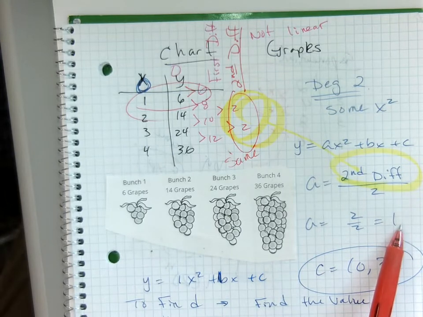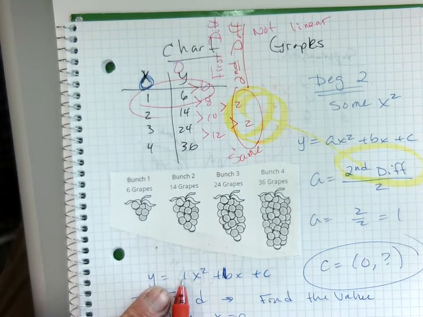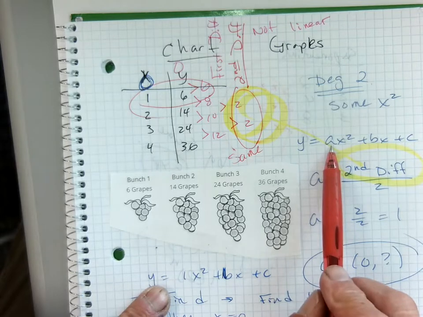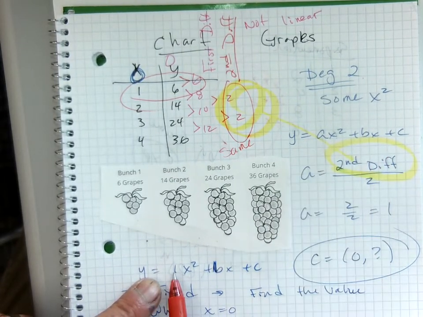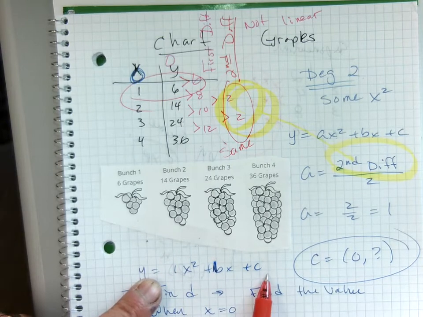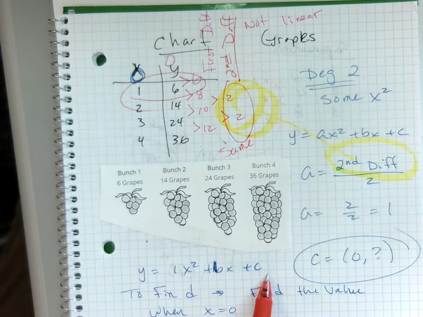So, A is 1. So, I'm going to put a 1 right here. So, y equals ax squared plus bx plus c. A is 1, so put a 1 here. I still don't know b, and I don't know c. C has got to be the y-intercept.